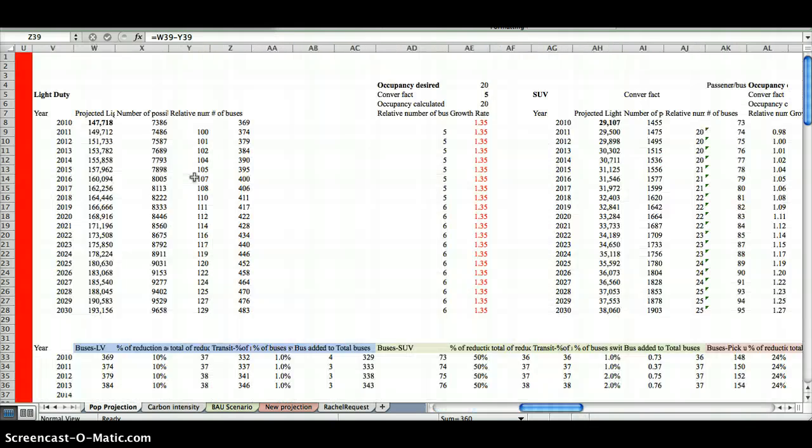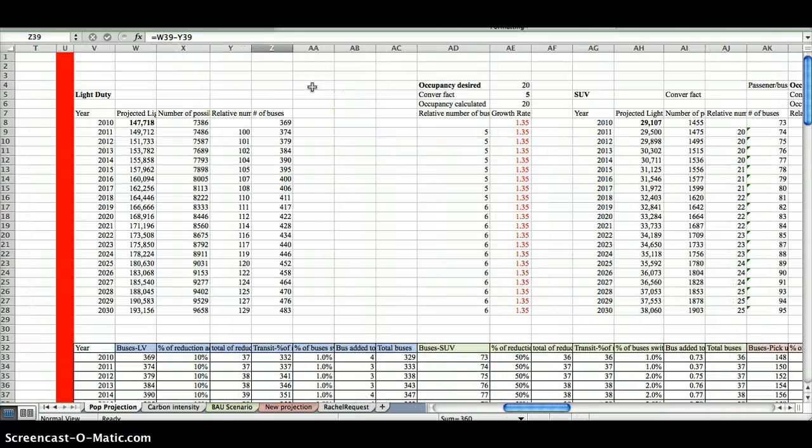if you look on the right, where the red line is, this is the new part. I set some conversion factors for desired occupancy, and I started to iterate my selection, or my desired number. So I put 20 persons per bus, and according to this number the conversion factor would be 5.